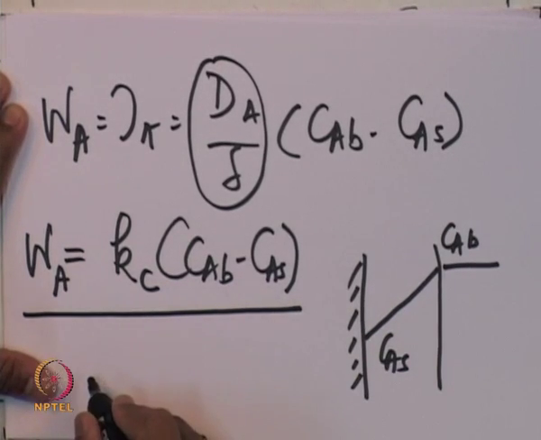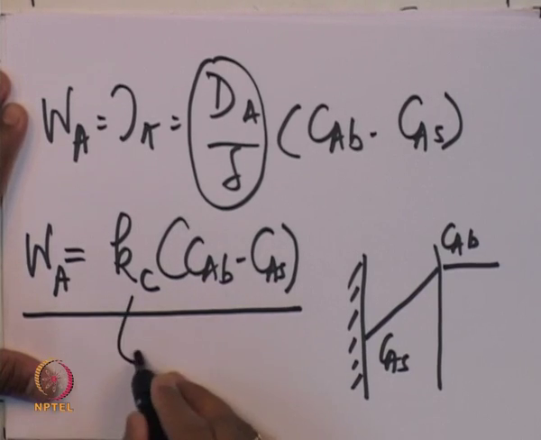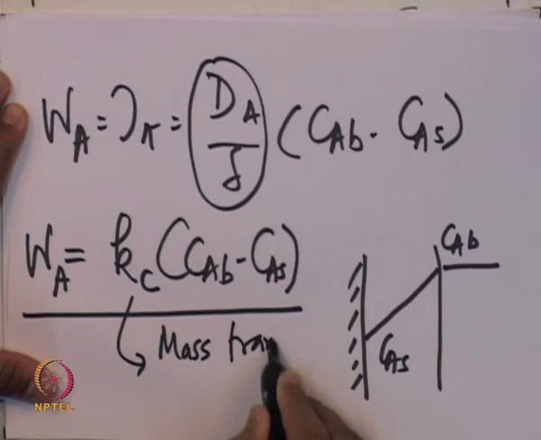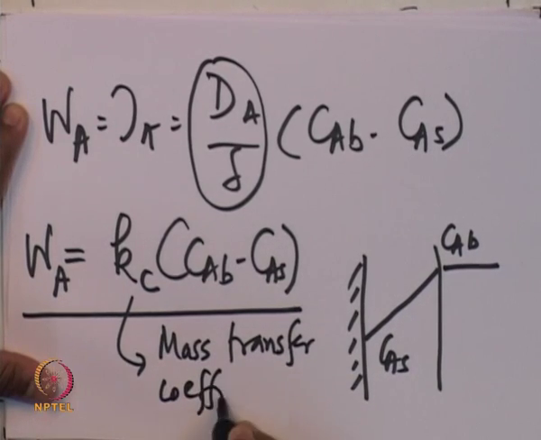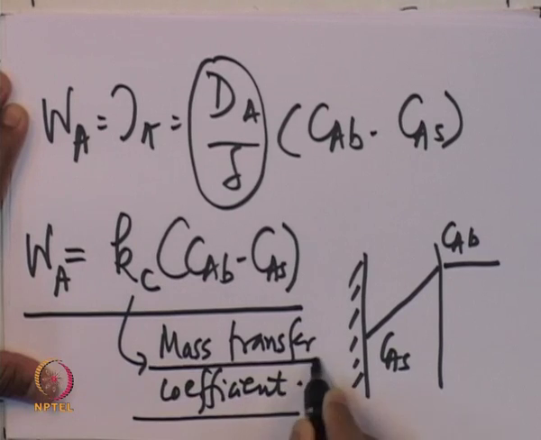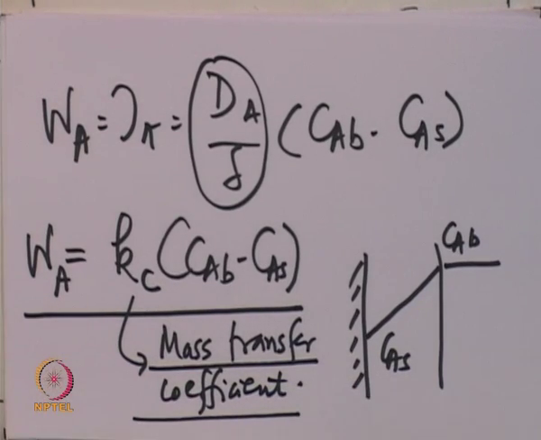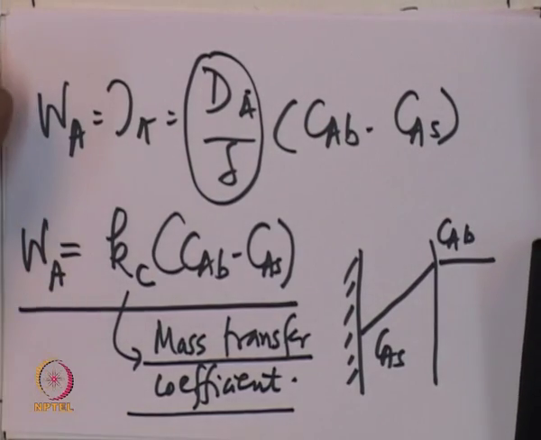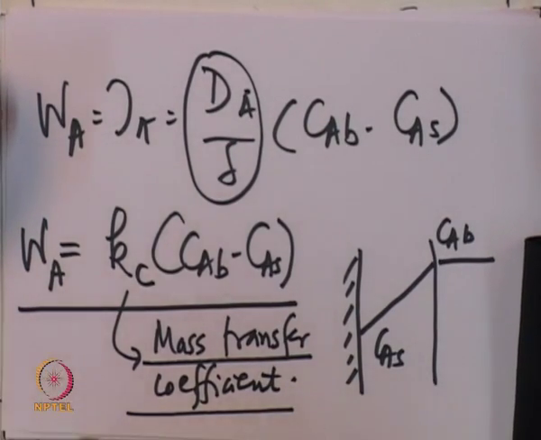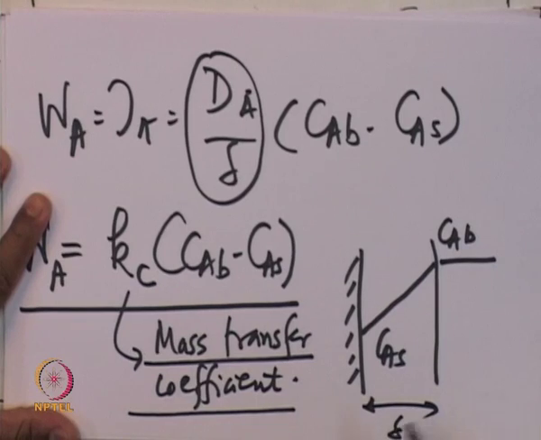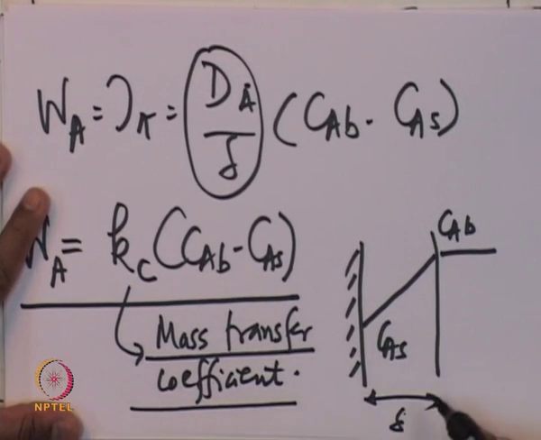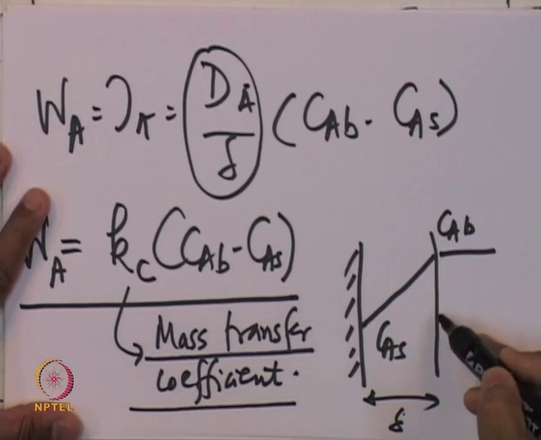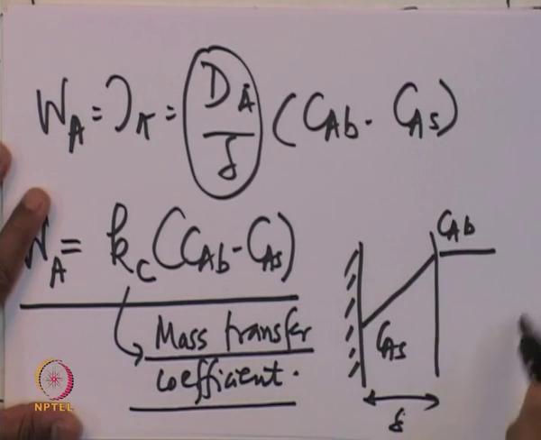Again, this is flux, in moles per meter square second, and this is called the mass transfer coefficient. You probably already learned this. The mass transfer coefficient depends on the bulk diffusivity and delta, the film thickness. So, let us spend some time understanding this film thickness. Now, this film thickness depends on which factors? It depends on the condition here.